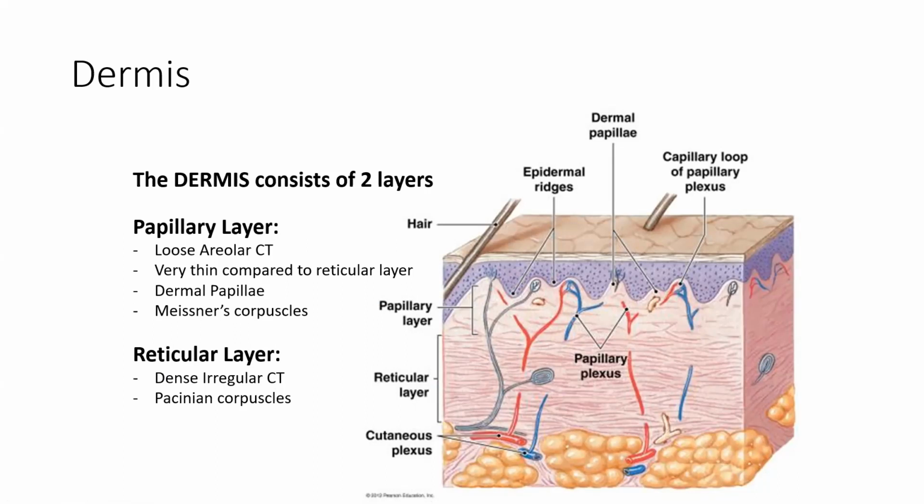Also found within the two layers of the dermis are corpuscles. And corpuscles are sensory receptors. These are what are responsible for helping us feel or have the sense of touch on the skin. Meissner's corpuscles are found predominantly in the papillary layer, and they're responsible for detecting sense of touch, whereas the reticular layer has Pacinian corpuscles, which are responsible for sensing deep pressure and vibration.